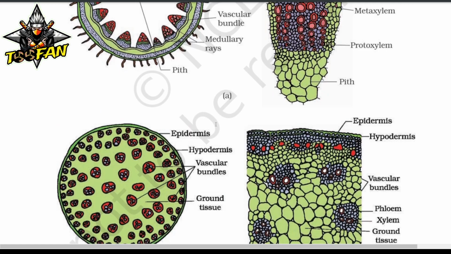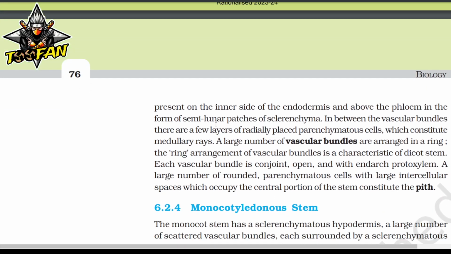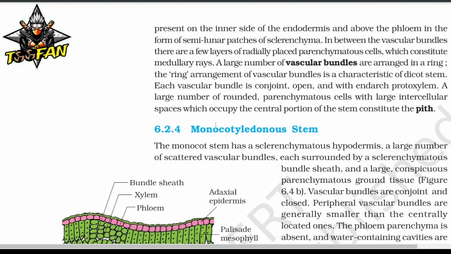Pericycle is present on the inner side of the endodermis and above the phloem in the form of semilunar patches of sclerenchyma. In between the vascular bundles, there are a few layers of radially placed parenchymatous cells which constitute medullary rays. A large number of vascular bundles are arranged in a ring. The ring arrangement of vascular bundles is characteristic of dicot stem. Each vascular bundle is conjoint, open and with endarch protoxylem. A large number of rounded parenchymatous cells with large intercellular spaces which occupy the central portion of the stem constitute the pith.